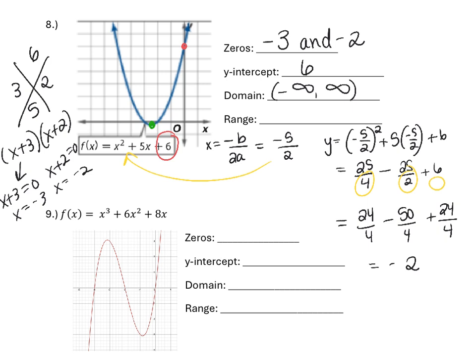So if I do 25 minus 50 plus 24, that just leaves us with -1/4. So the y-coordinate of our vertex is -1/4, meaning our range starts at -1/4 and will continue to +infinity.